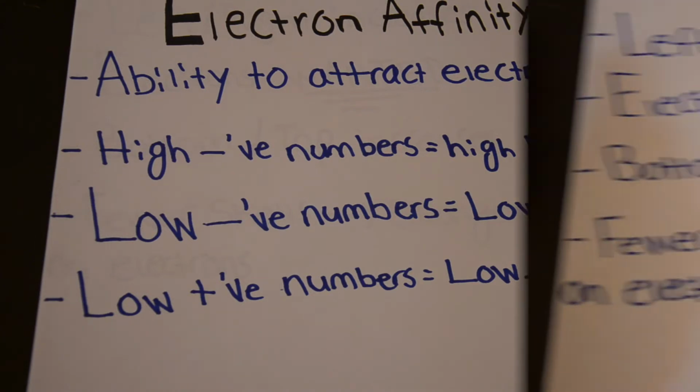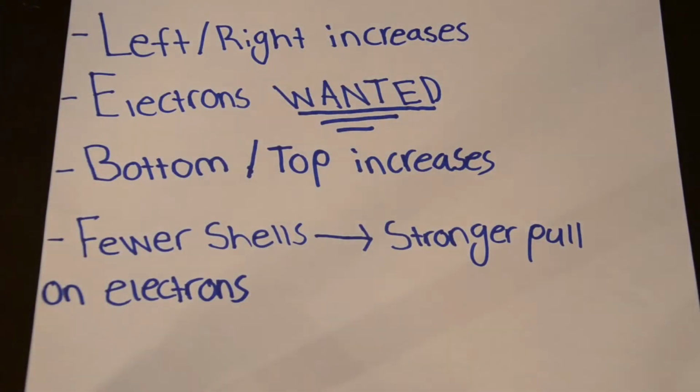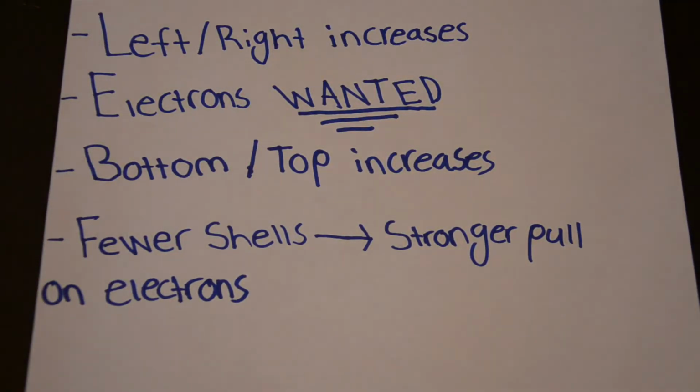When you go from left to right on the periodic table, the electrons are needed, they are wanted. When you go from bottom to top, it increases. The reason is that it results in fewer shells. It has a stronger pull on electrons as well.